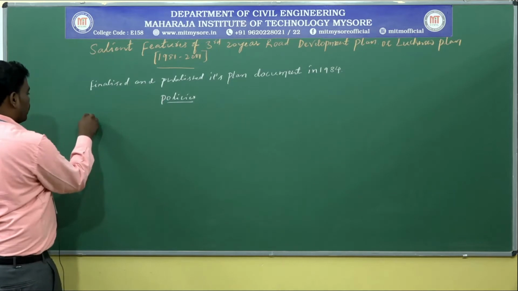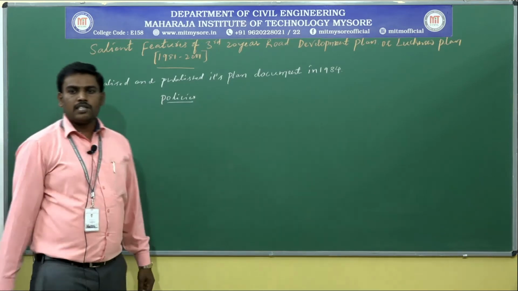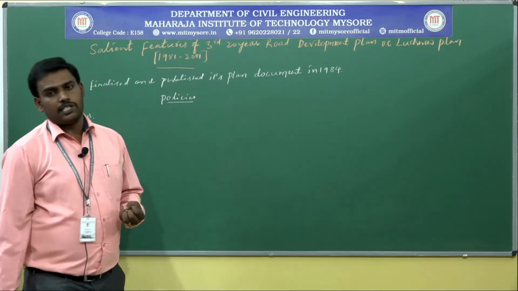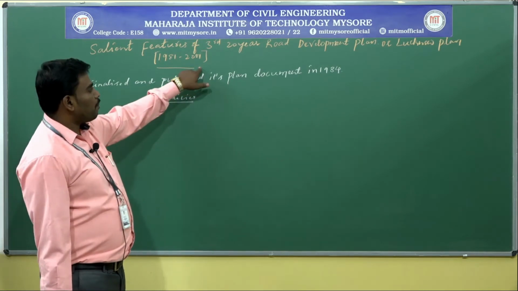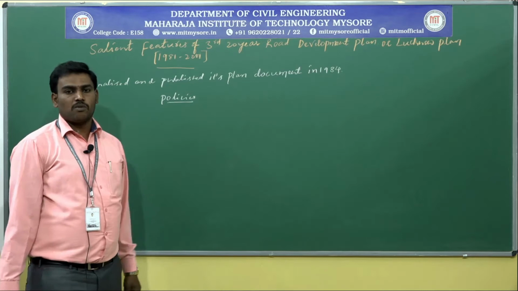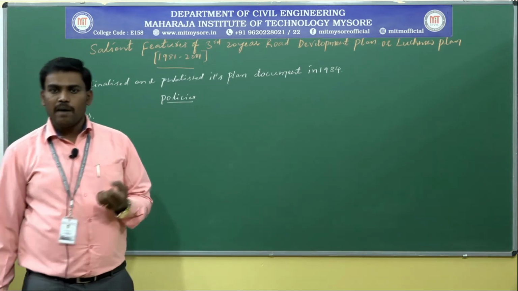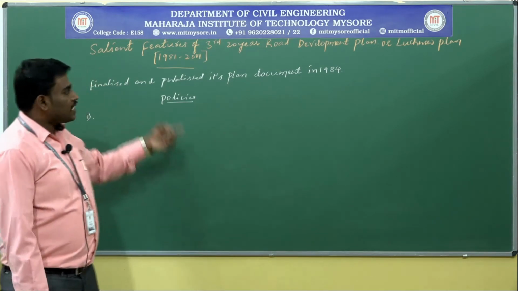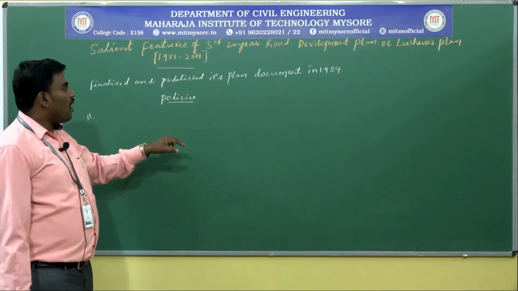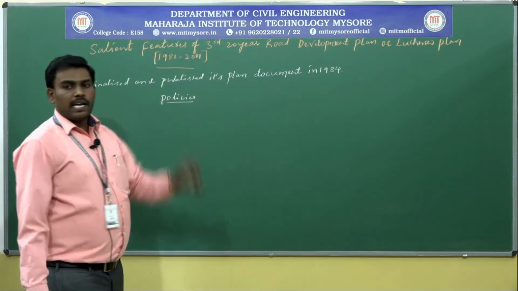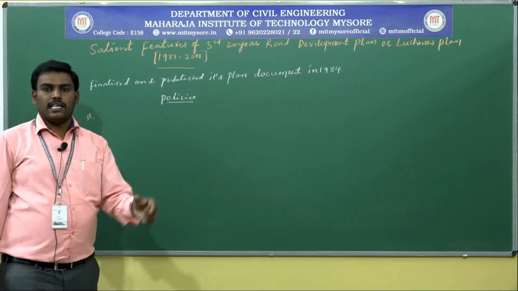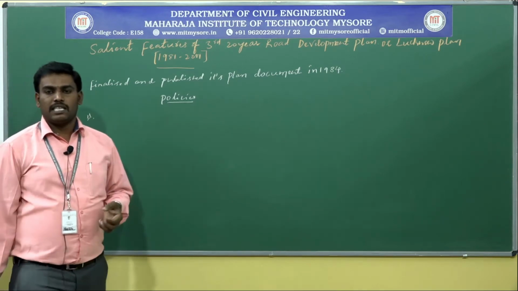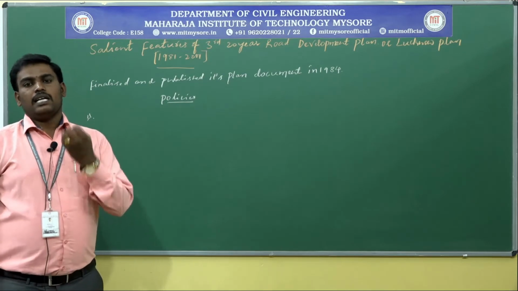Okay, the first one: the IRC issued a modified classification of road system, that is primary, secondary and tertiary system. In the first 20-year road development plan, the classification of road system had 5 categories: national highways, state highways, major district roads, other district roads and village roads. That classification was modified in the third 20-year road development plan by IRC. Instead of those 5 categories, they converted them into 3 systems, that is primary system, secondary system and tertiary system.